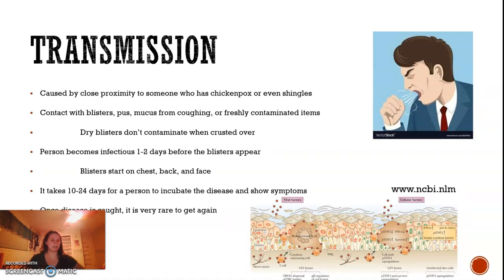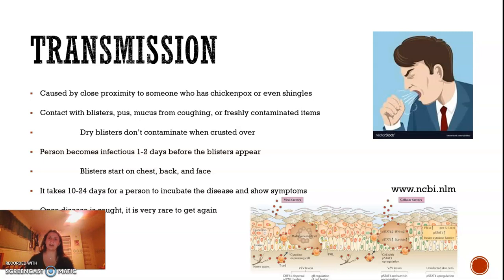So this disease is easily transmissible. It is something that a lot of people get, especially before the vaccine. It was very common, and it was so contagious. But the main way of getting this disease is through close proximity to someone who has chickenpox. And there's even a possibility that you can get it from someone who has shingles.